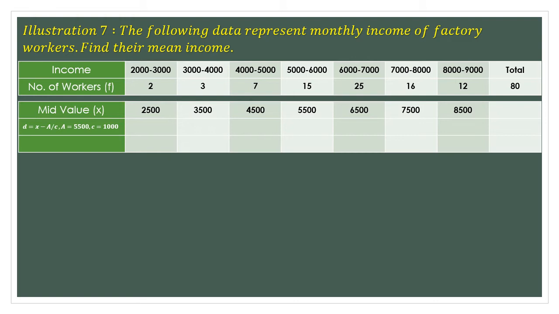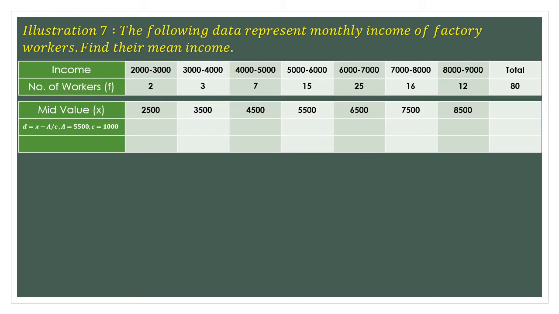As the assumed mean, I am taking the value which is in the middle, that is 5500. And the common factor: as you can see, all of these values have a difference of 1000. So actually we can divide by our common factor here. The class length is 1000 here, that's why I am taking 1000 as the common factor. So C is taken as 1000.